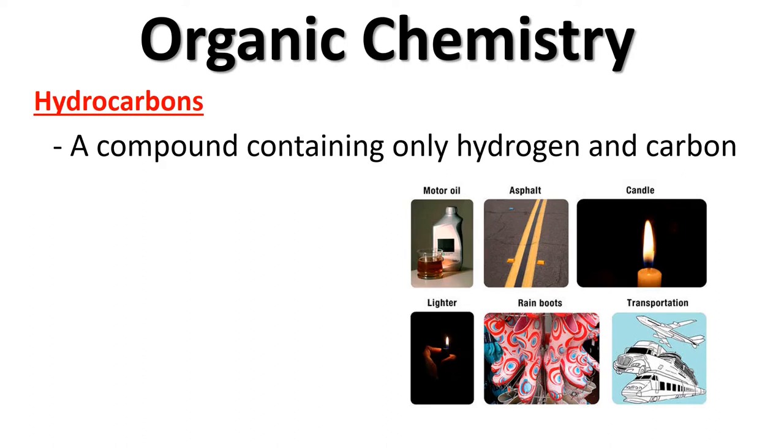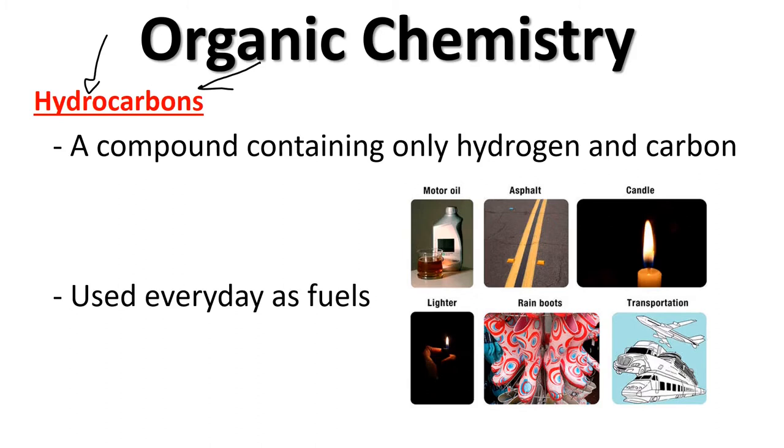Hydrogen is very helpful. So what are hydrocarbons used for, and what are they? Firstly, as the name may insinuate, hydro meaning hydrogen, carbon meaning carbon. So these hydrocarbons are compounds that contain only hydrogen and carbon, and they are used every day as fuels like gasoline.